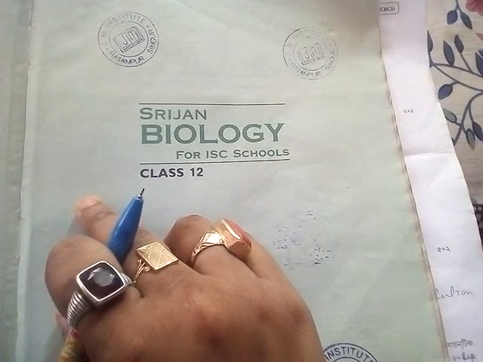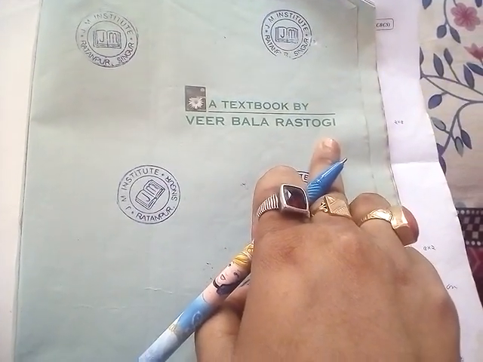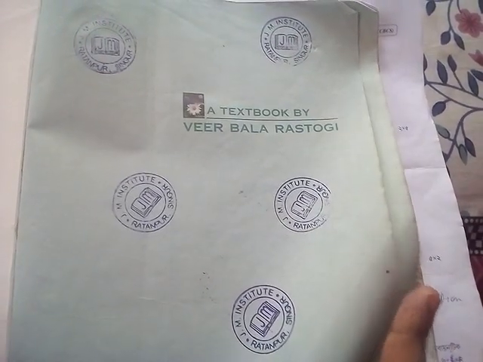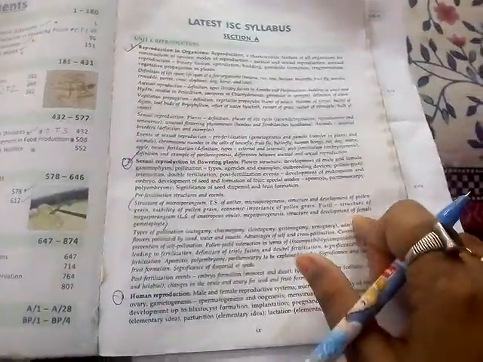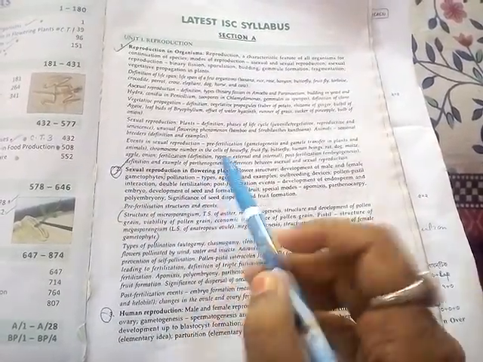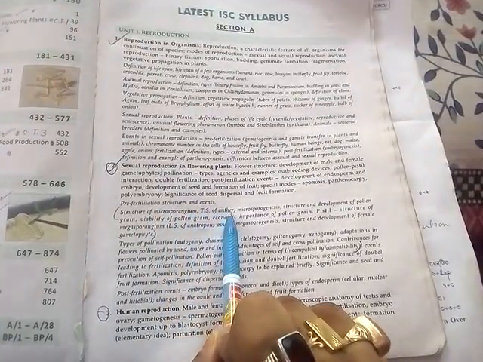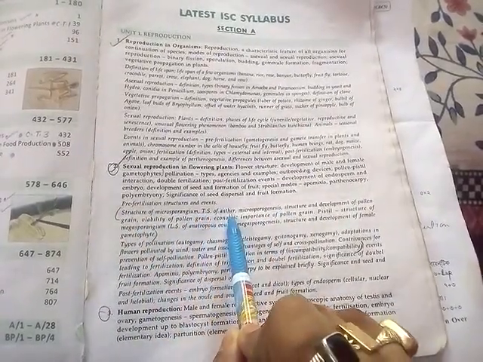This is mainly your prescribed book for ISC, Srijan Biology for ISC Schools class 12 by Veerbala Rastogi. You the students should follow this book, and this is your scope or syllabus. Today I will go for the second chapter, sexual reproduction in flowering plants: structure of microsporangium, TS of anther, and microsporogenesis. So let me start.